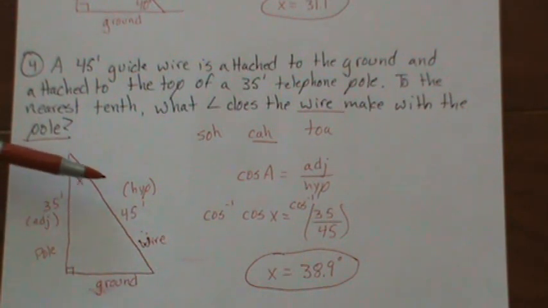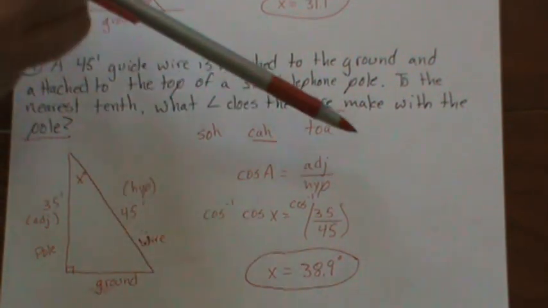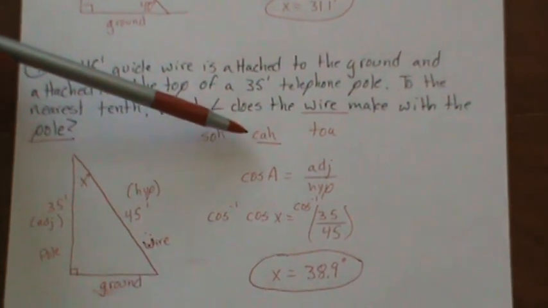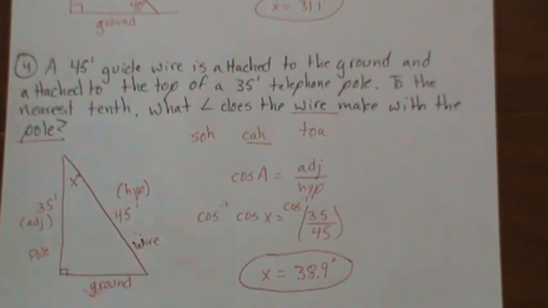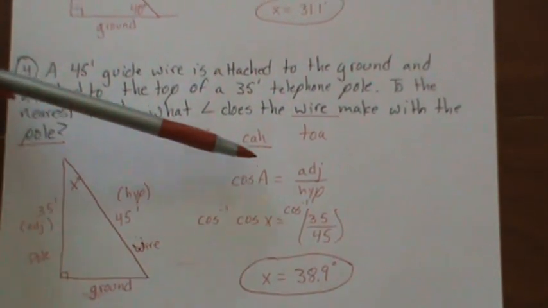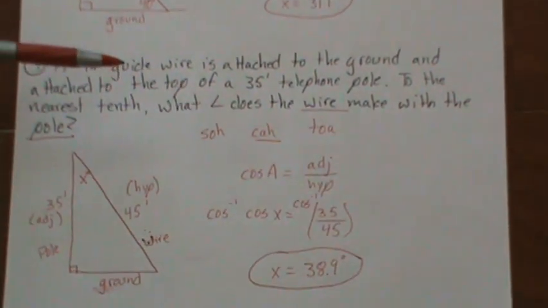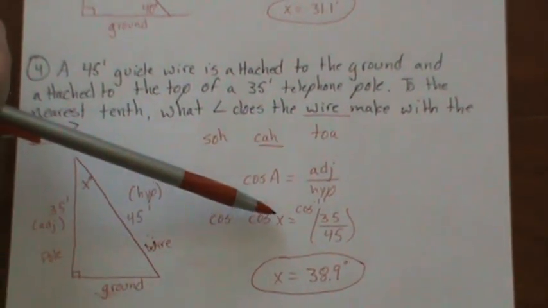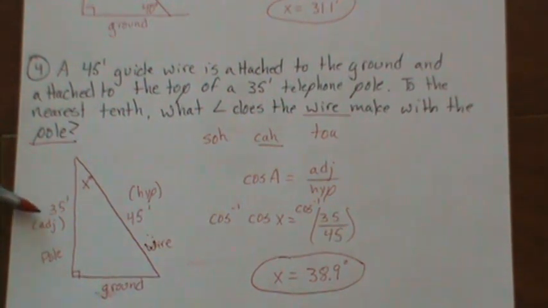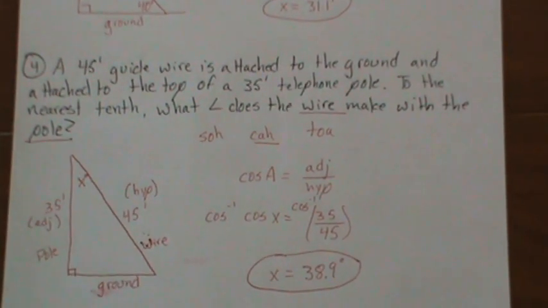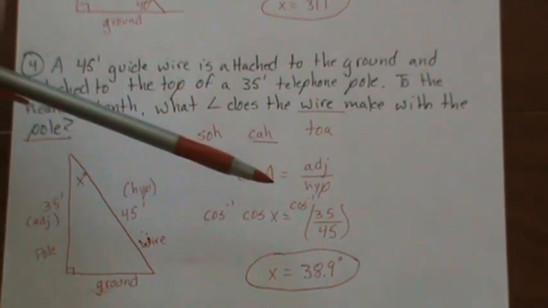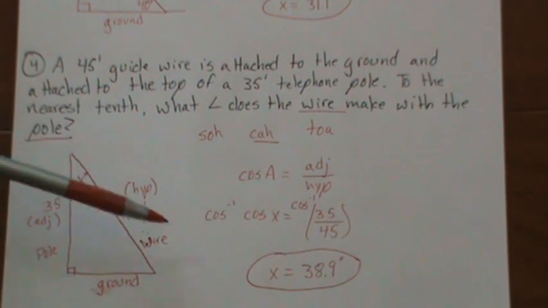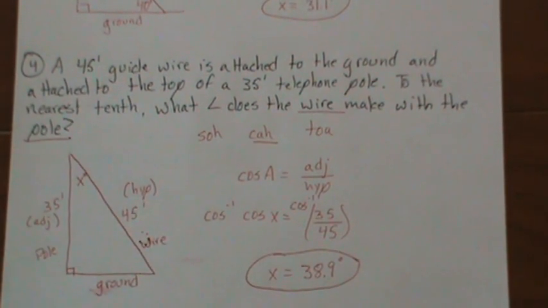Since I have adjacent and hypotenuse, SOHCAHTOA tells me that I should use cosine because cosine has adjacent and hypotenuse. So cosine of the angle equals adjacent over hypotenuse. In this case, cosine of x equals 35 over 45, 35 being adjacent, 45 being hypotenuse. To solve, I take the inverse cosine of both sides, round to the nearest tenth, and I get x is 38.9 degrees.